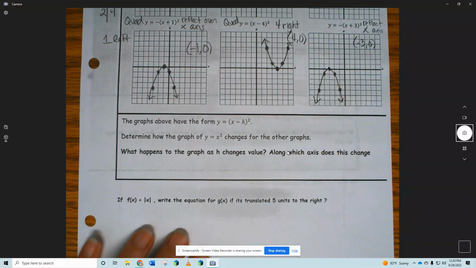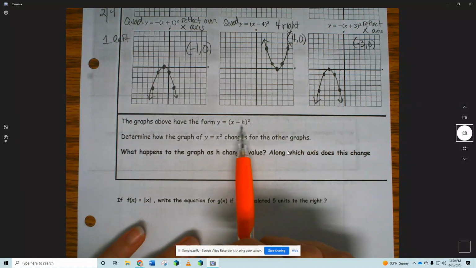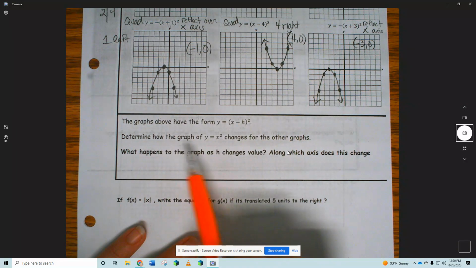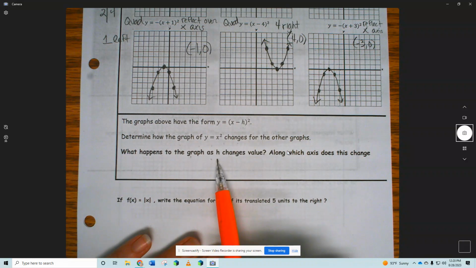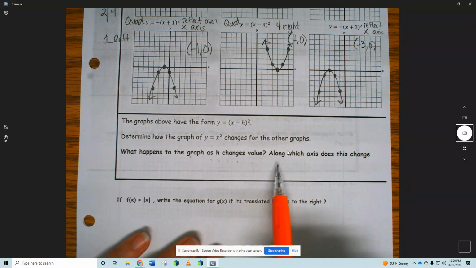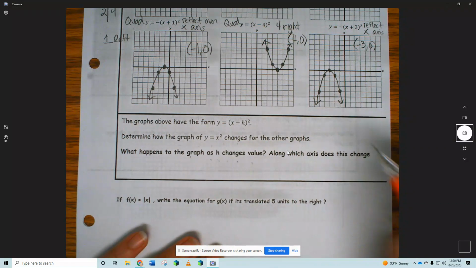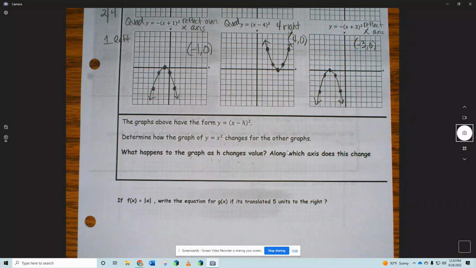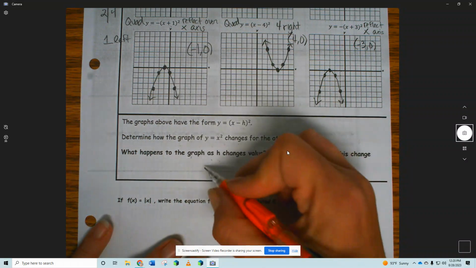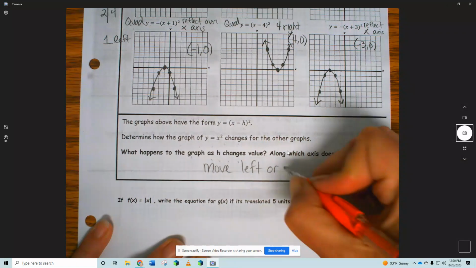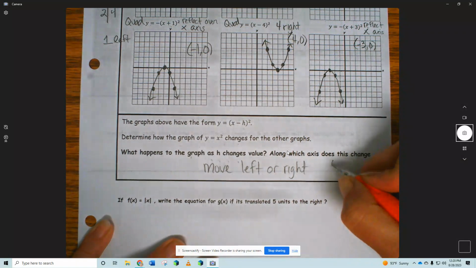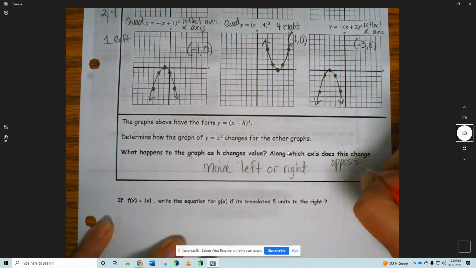Okay. The graphs above have the format x minus h squared. Determine how the graph of x squared changes. We did. What happens to the graph as h changes? What does the h do, guys? In the parentheses, how does it move my graph? Left to right. Move left or right. Remember, opposite sign because it's in parentheses.